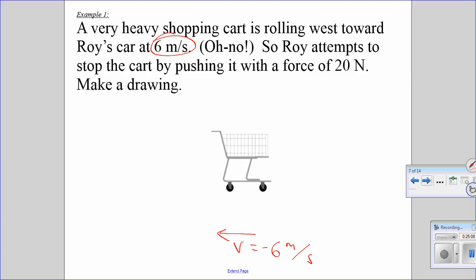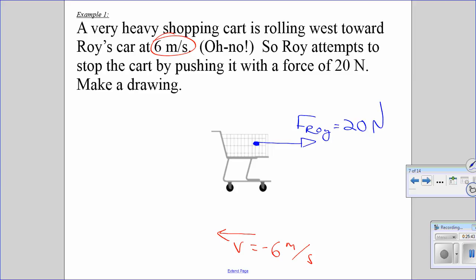All right, so the cart's rolling that way. He's trying to stop it. Which way is he going to push, you guys? East, right? So remember, your arrow should start inside the object that's being pushed and point out. Force of Roy equals 20 newtons. So that would be my free body diagram there, or my force drawing, I guess. It's not rocket science. The big thing, though, is force starts inside the object and points out.